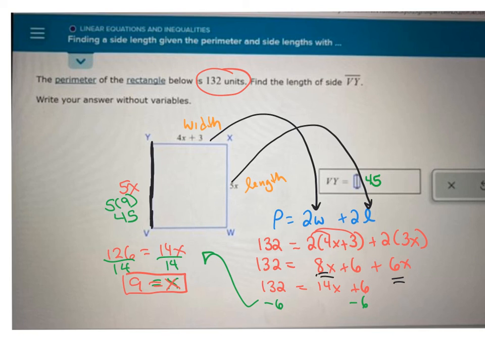So, very common where you set up an equation, you find an x, and then you plug it in. We could have found any of these sides, actually, because I could have plugged it into this 4x plus 3 if I would have liked as well.